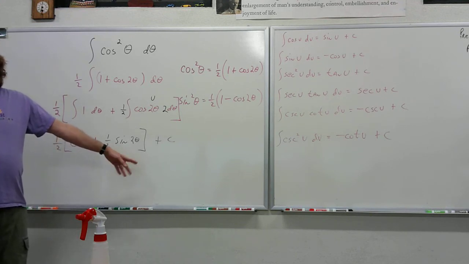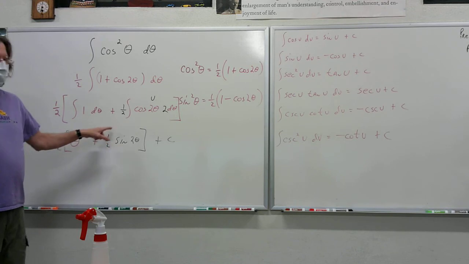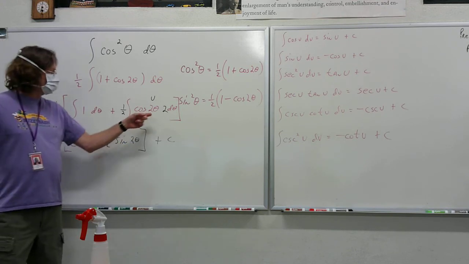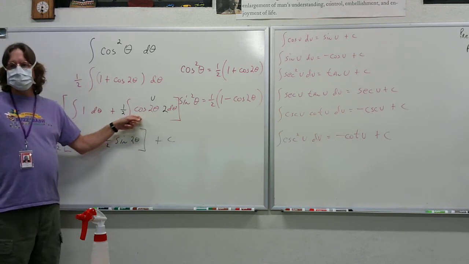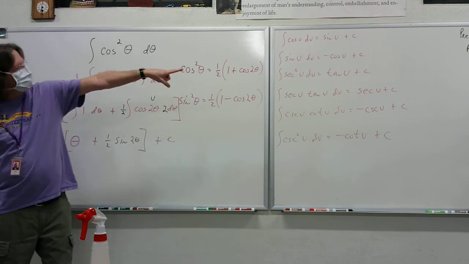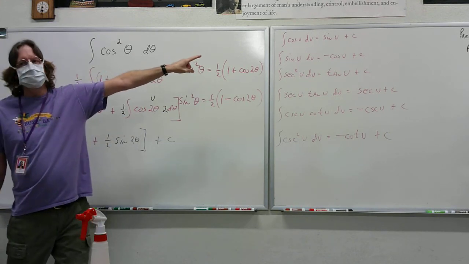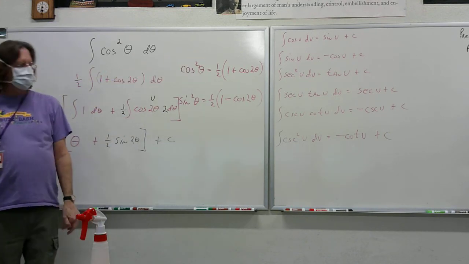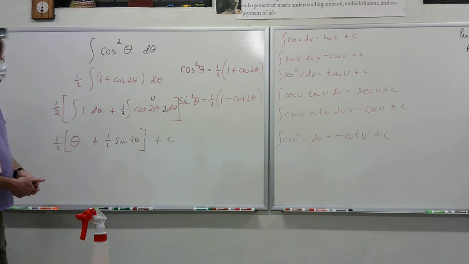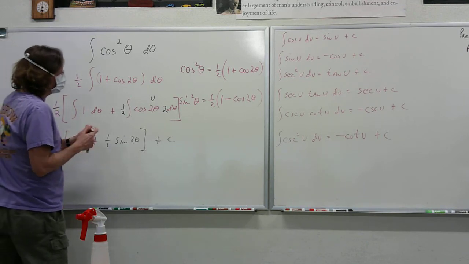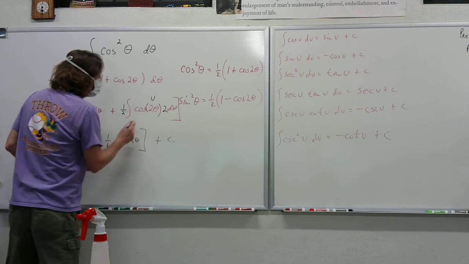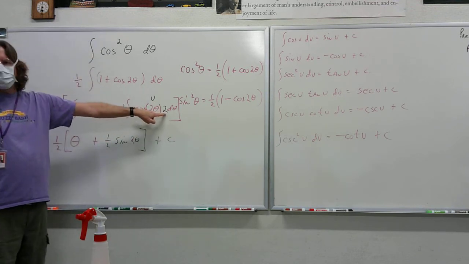To be honest, you could use a trig identity and rewrite this, but why do it when you've already got it set up looking just like the rule? So that 2 doesn't affect the rule. That is in the u. That's part of your u. See, that u right there is the reason you're getting that 2 out here.